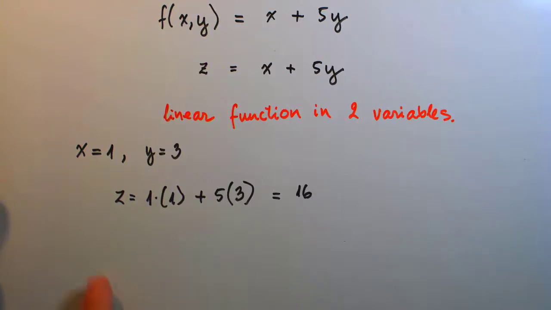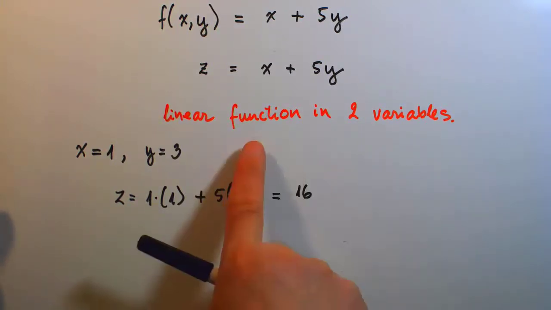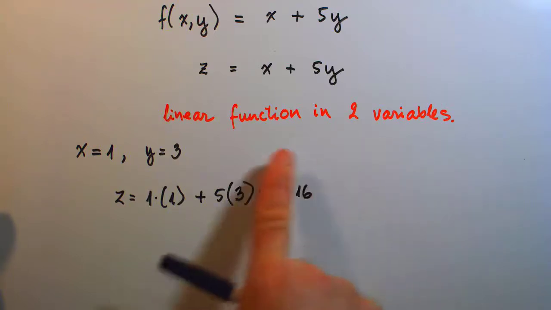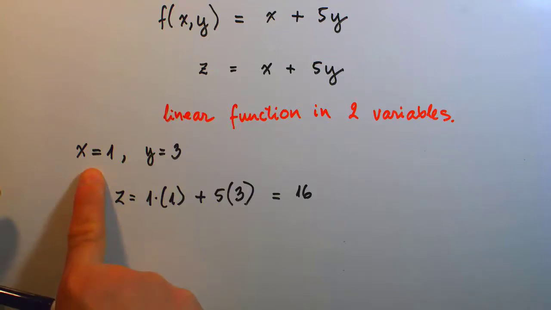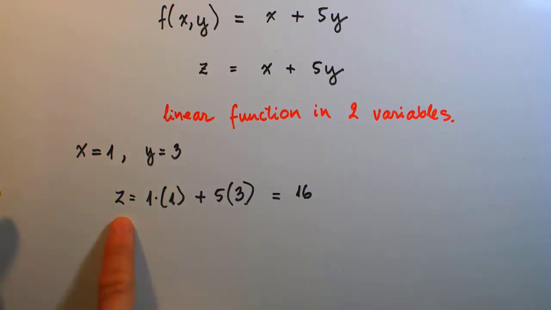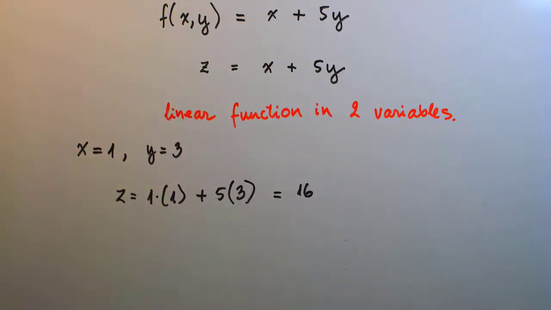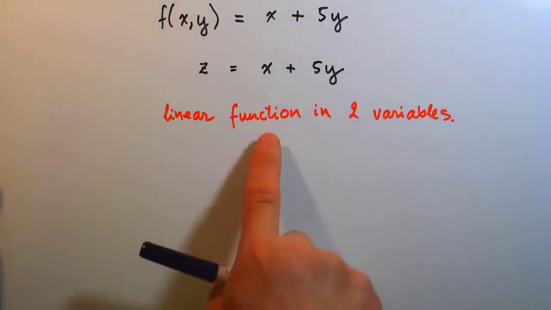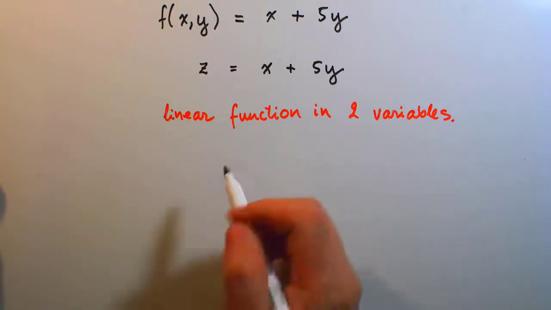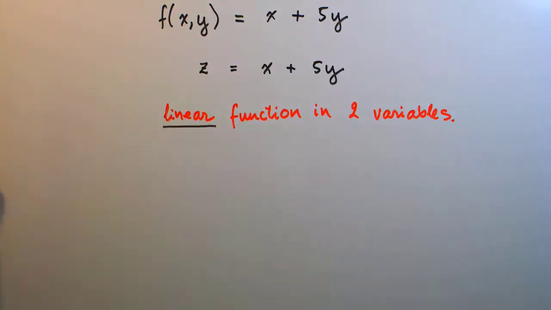And so what I just demonstrated here is for a function being in two variables, it means the output, the final value of the function, depends on two values of two different variables. So in this case, I show a calculation of the output value for z when x equals 1 and y equals 3. So now you know that our function here is a function in two variables. But now, what does it mean by being a linear function? So allow me to also explain that.